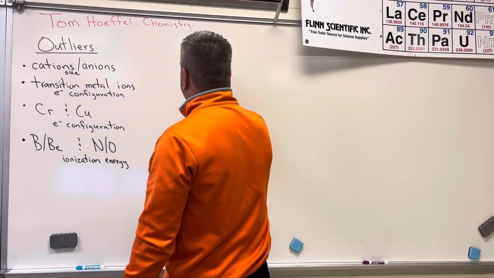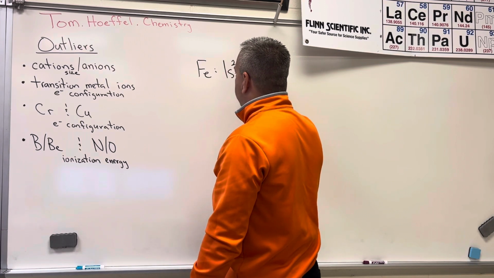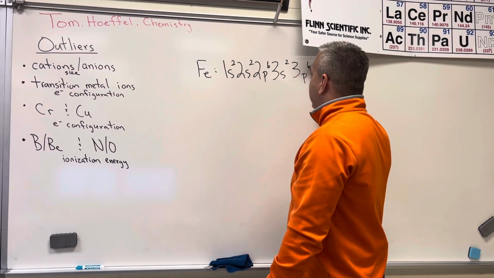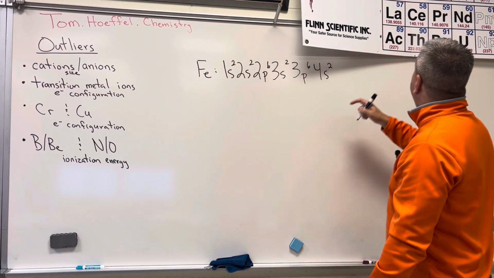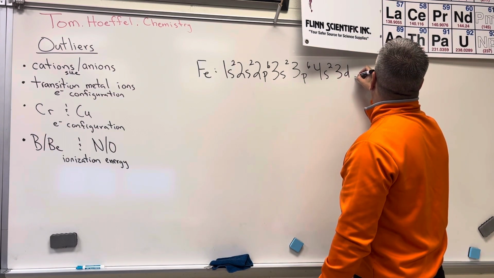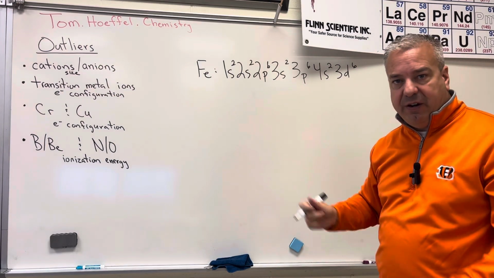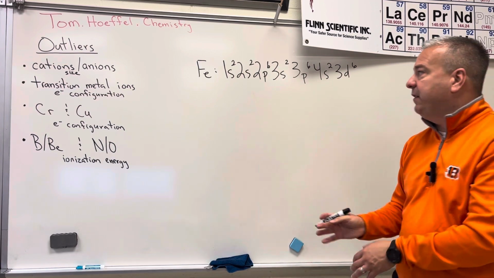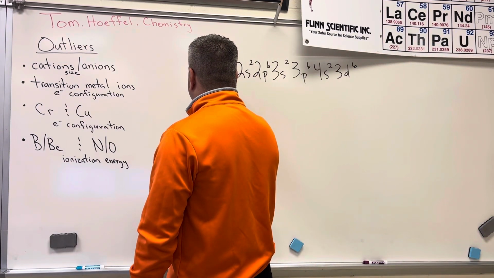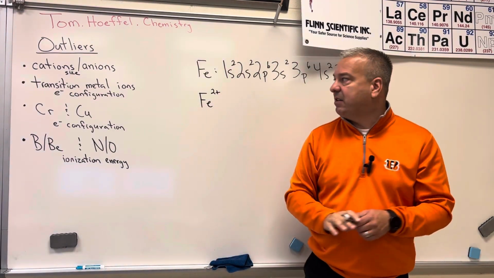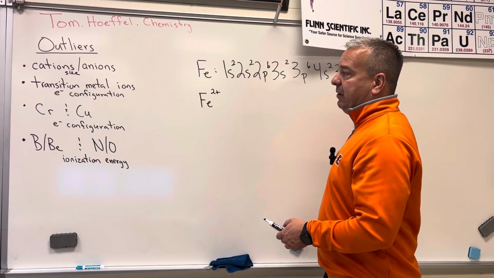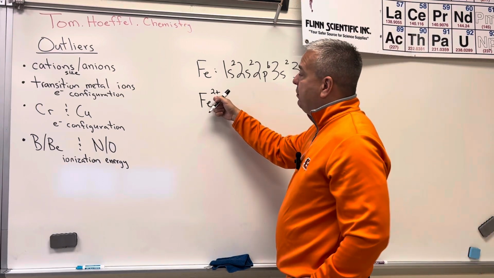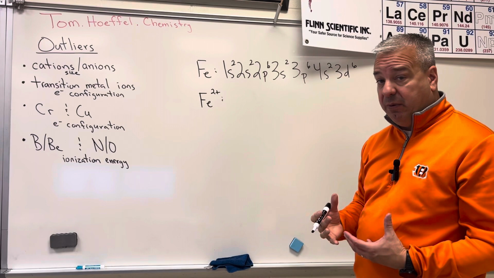I'm going to do the electron configuration for iron. It's going to be 1s2, 2s2, 2p6, 3s2, 3p6, 4s2, and it goes all the way to 3d6. If you don't know how to do electron configuration, I have a previous video on electron configuration as well. Now I want to do the electron configuration for an iron that's a positive 2, because this outlier is not just going to be what's the electron configuration for a transition metal, it's going to be what's the electron configuration for a transition metal ion. If we're making a positive 2 ion, that means 2 electrons have been removed.